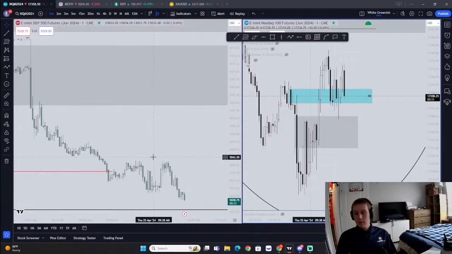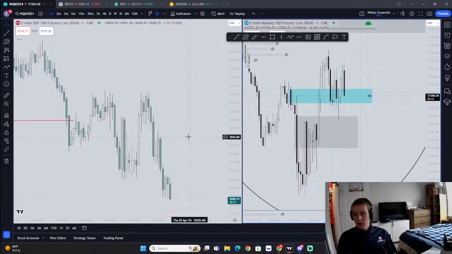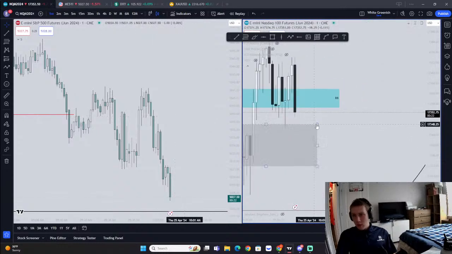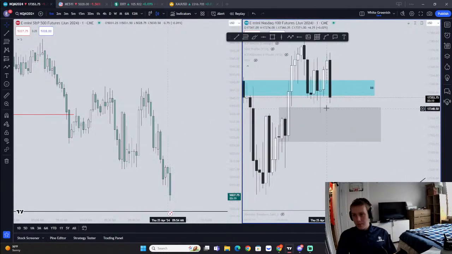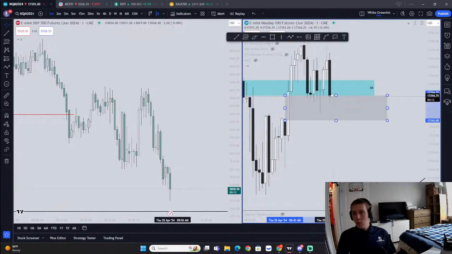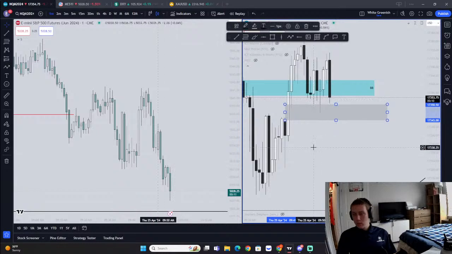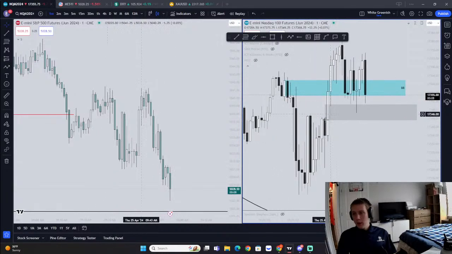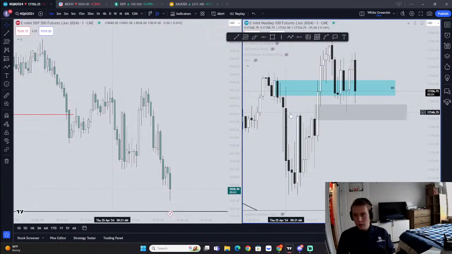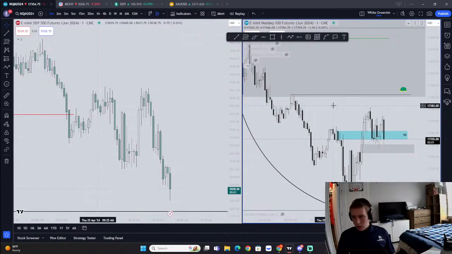ES selling off. ES and YM are selling off right now, but NQ's holding this 1 minute breaker. Let's see how this low holds. So right here we have a 1 minute fair value gap. We have a 1 minute breaker, and then we have a 1 minute order block here. So if we close below this 1 minute order block, we'll see what happens.